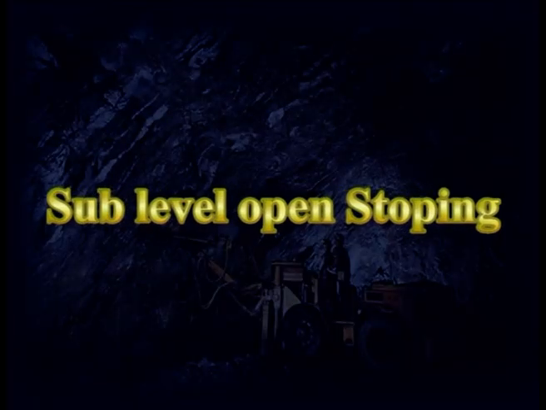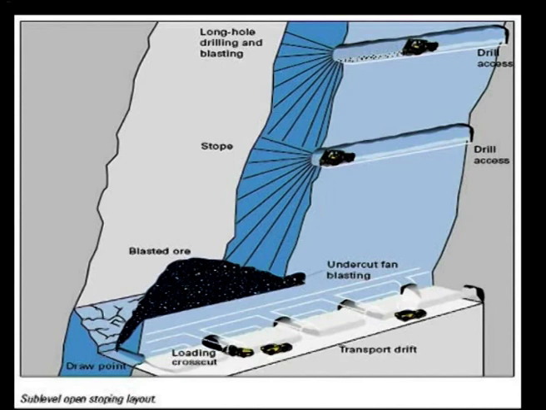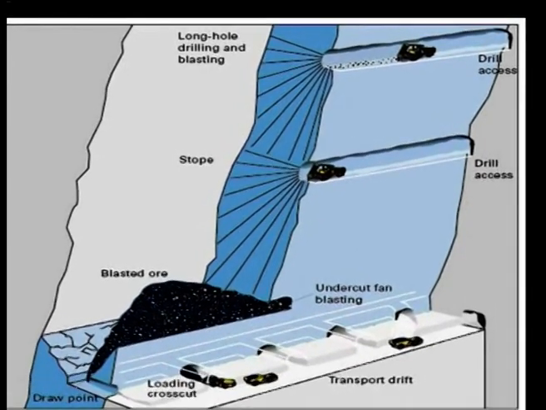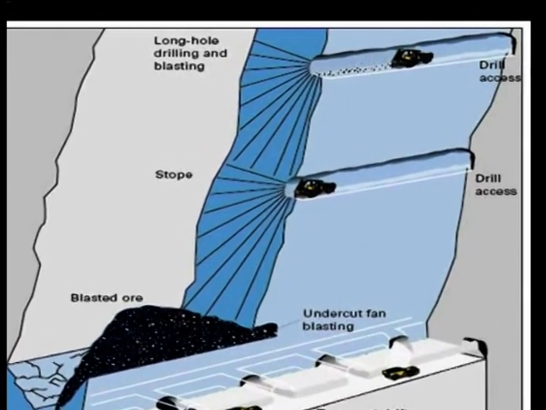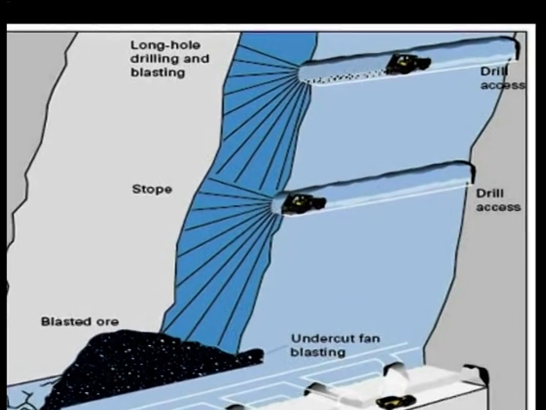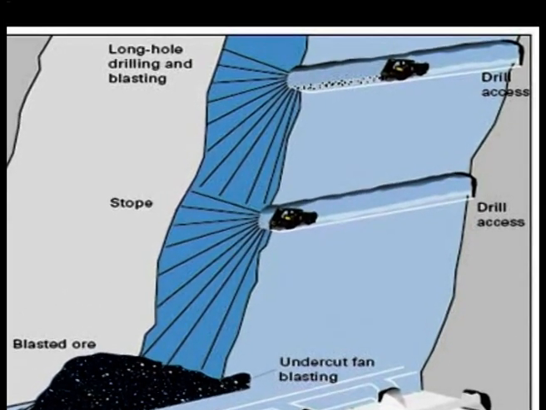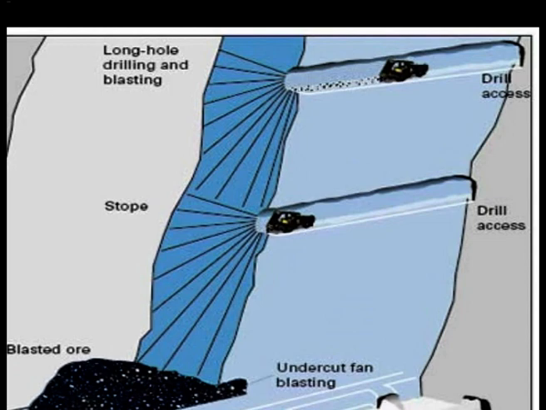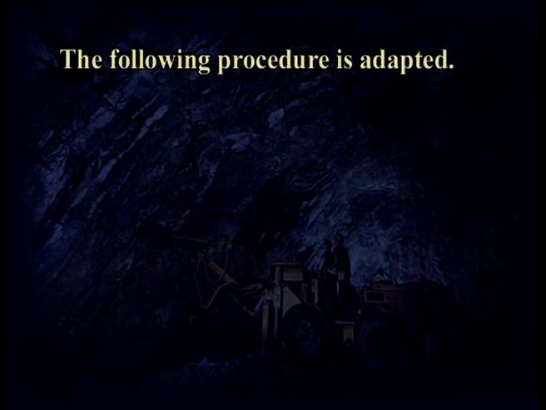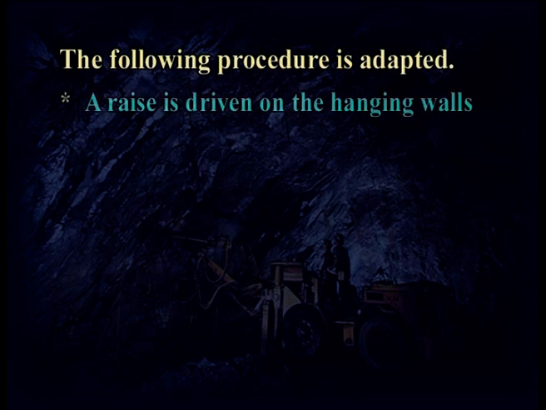Second, sublevel open stoping. It can be applied to deposits of uniform grade. The ore should be strong enough to permit working benches. This method is best suited to steeply dipping ore bodies, but it can be modified to suit low dipping veins also, where the dips are low, 12 to 30 degrees, and the ore body is wide enough. The following procedure is adopted.